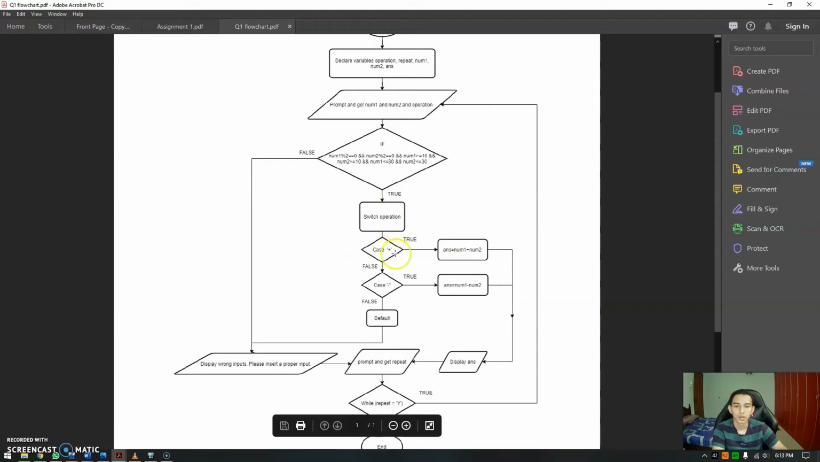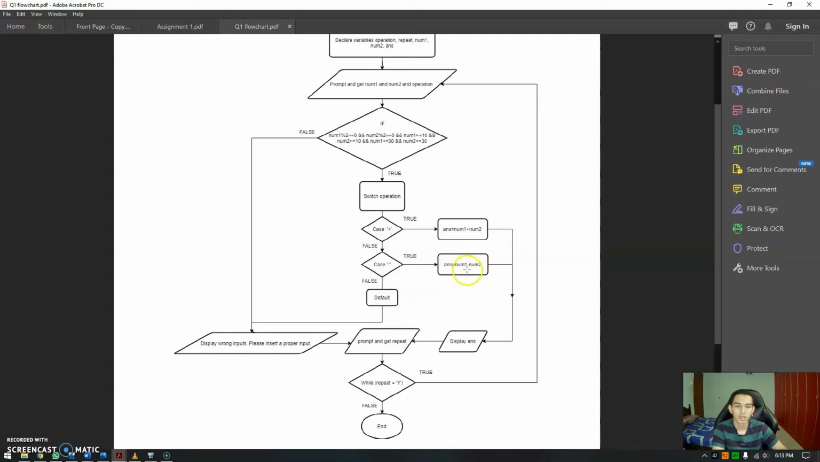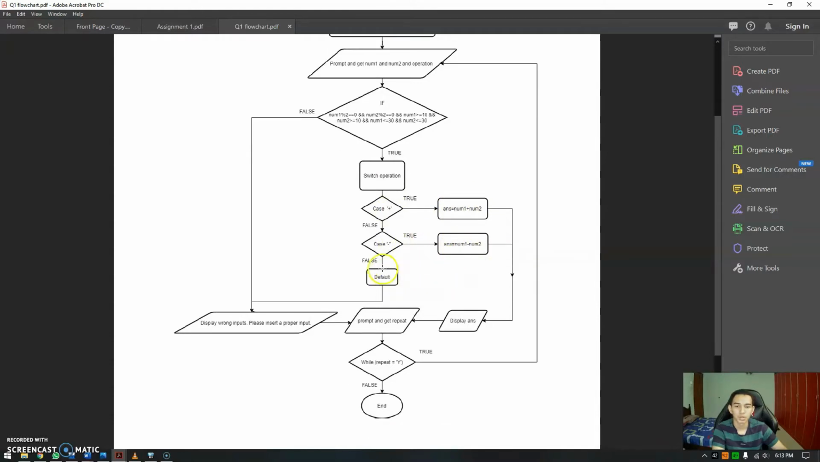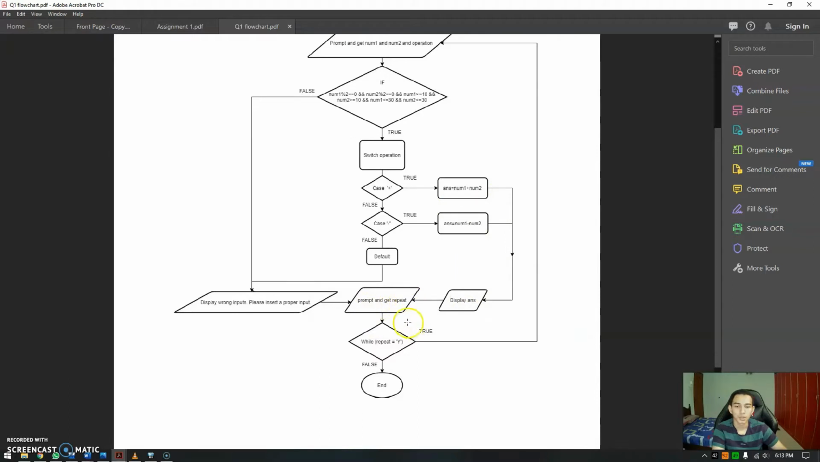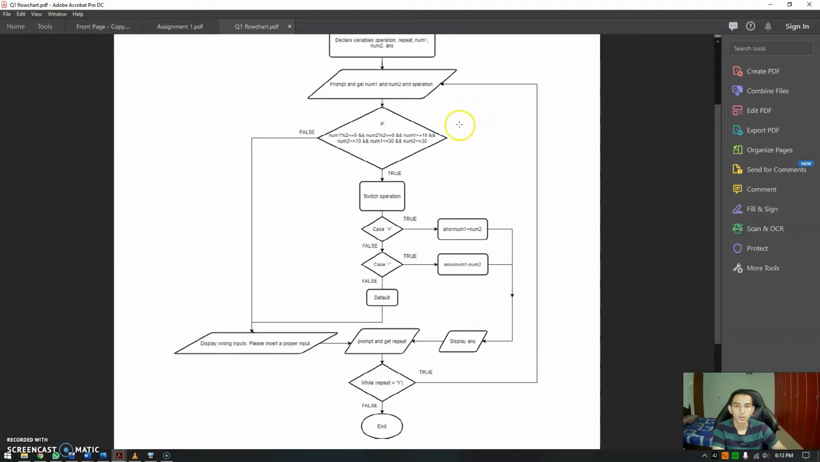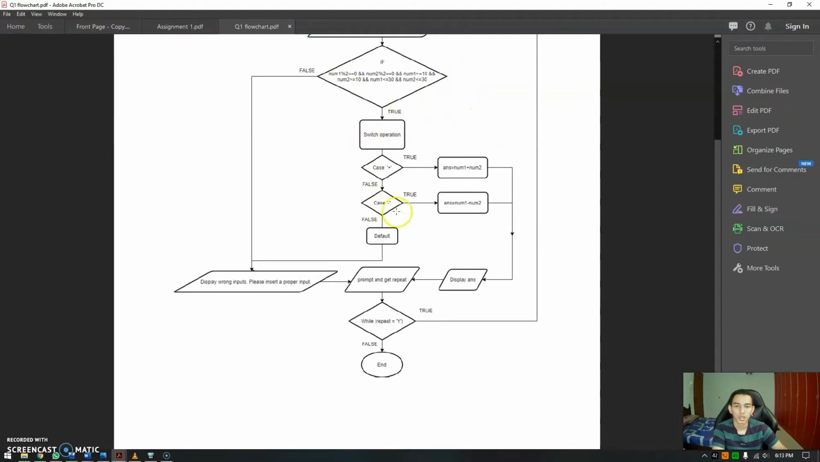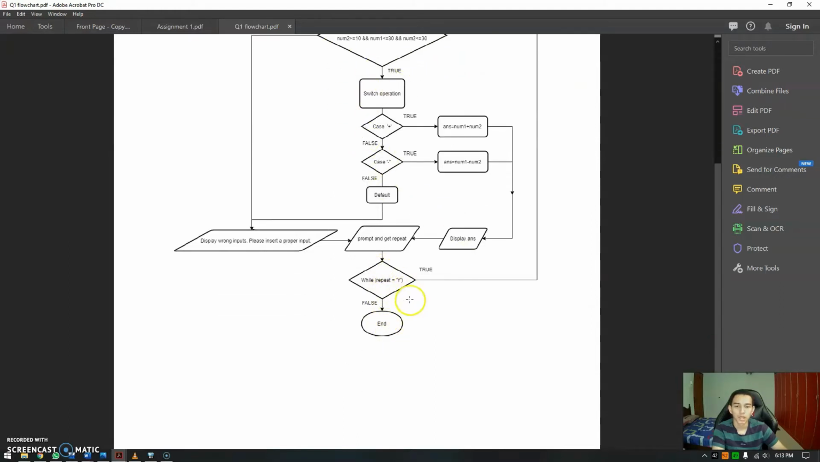Then for operation, case for plus, the answer will become num1 plus num2. If the case is minus, the answer will become num1 minus num2. If it is other than plus or minus, it will also display this warning. And after that, we display the answer, the result. Then we prompt and get repeat. If the user wants to repeat, then we will prompt and get num1, num2 and operation again, and repeat this process again. If the user presses N, then we will go to N.